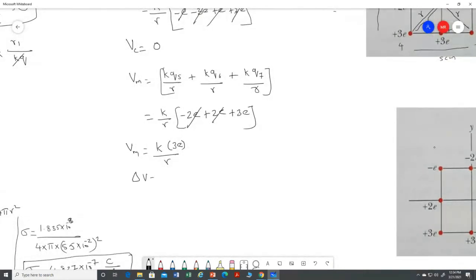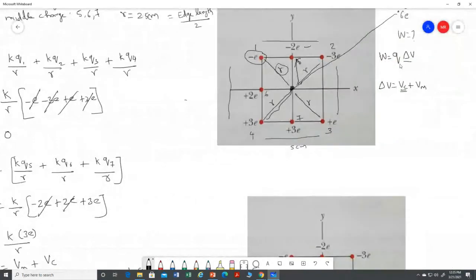So I can just find the net potential. My net potential is equal to V middle plus V corner. My V middle has K 3E over R. My corner has 0, and anything added with 0 is exactly the same value. So my change in potential is K multiplied by 3E over R. Clear, my dear? Yes. Okay, now we have to find the value of work done.